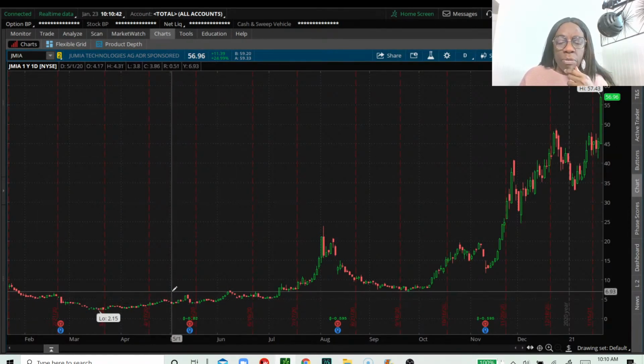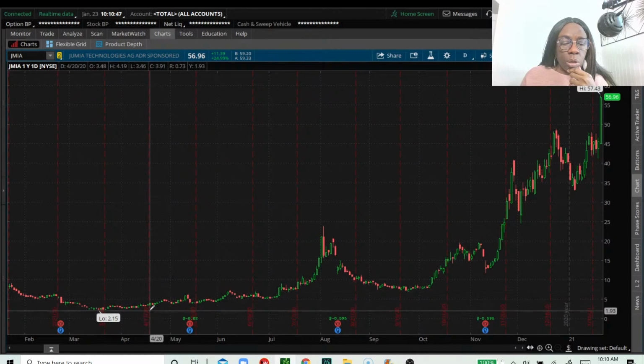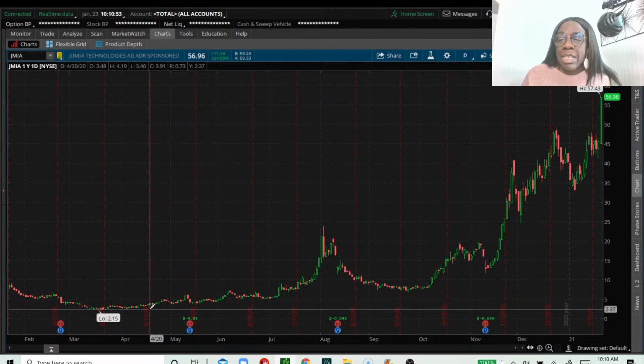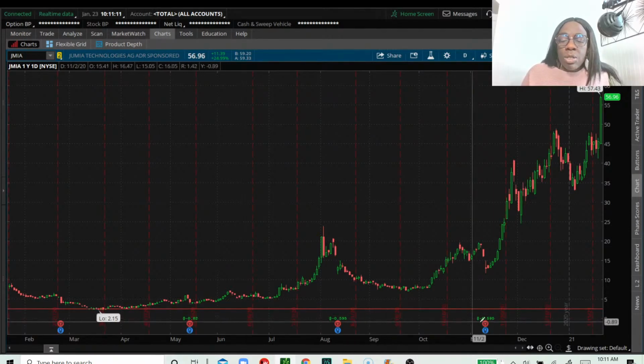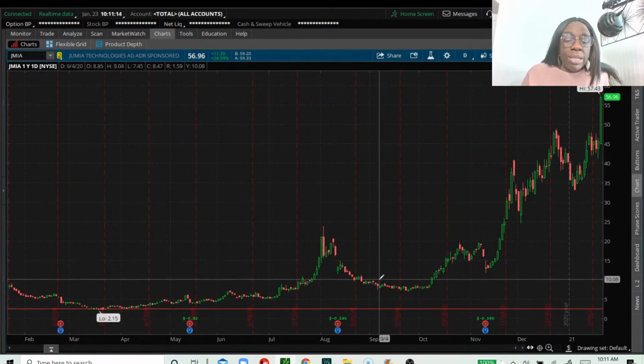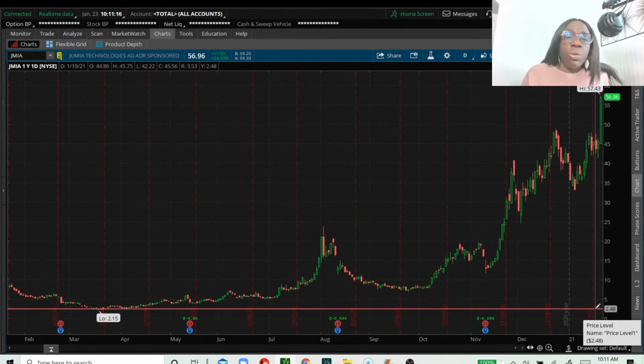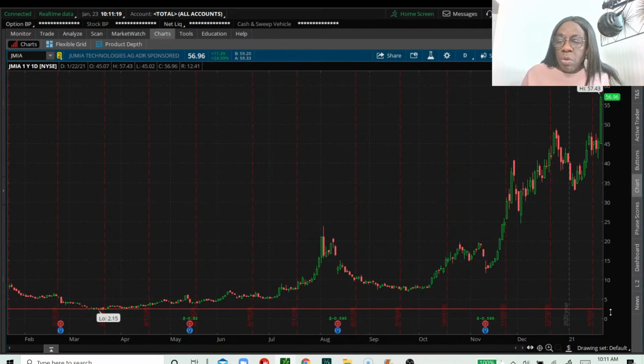I'm going to start from the very low here, back in March of last year, 2020. Jumia, the ticker name JMIA, was trading at $2.15. So we can draw a level right there. Okay, so there's my red level. What this support level does is if price action should ever come down this low, you want to be way out of that trade. But of course, we're not expecting it to come all the way down to this point. So let's keep on drawing our levels.